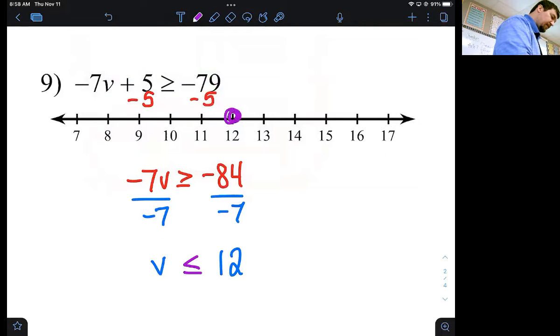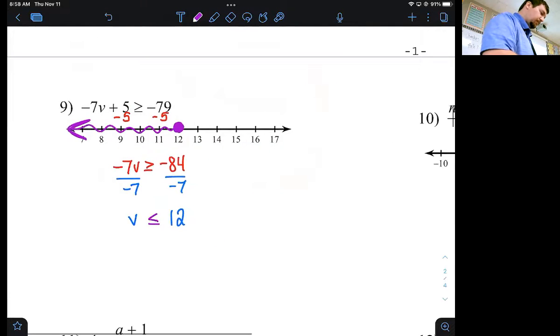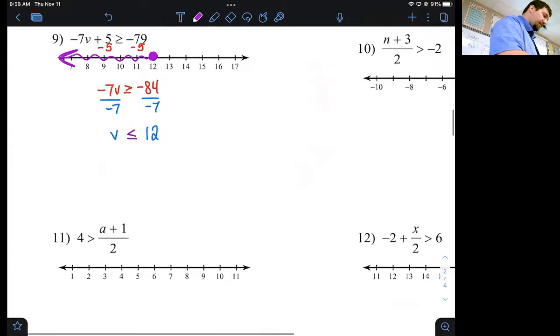Closed. Is V bigger than 12 or smaller than 12? Smaller? Shade left. Number 11. Ooh, a big fat fraction.